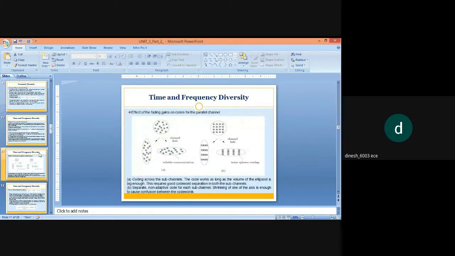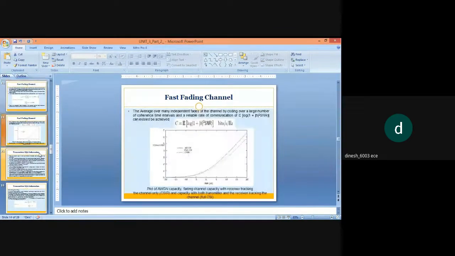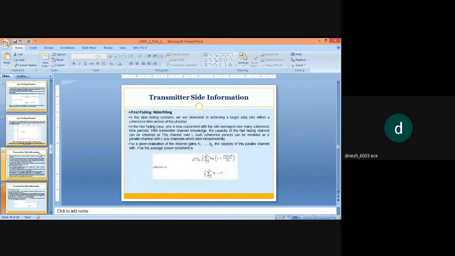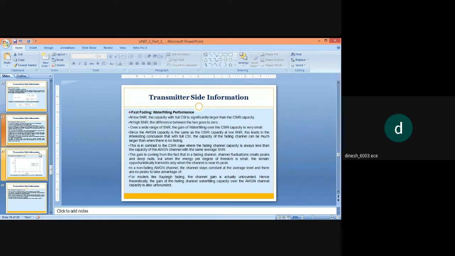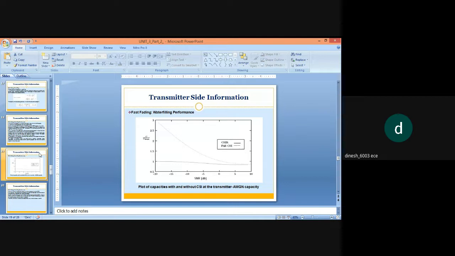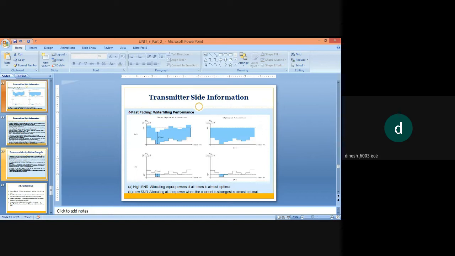Let's see the effects of the time and frequency diversity in the fast fading channel, slow fading channel. Then we had seen the water filling mechanisms. What happens at a lower signal to noise ratio? What happens at high signal to noise ratio? And the capacity with full channel state information. Then we had seen channel state information at the transmitter with the additive white Gaussian noise channel. Next we had seen the water filling performance also, I think so.